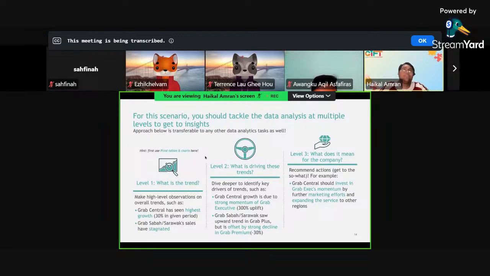For example, in the group, let's say there are four people. One person looks at the analysis of Grab Central and then shares to the rest of the group, 'Oh, this is what I found for Grab Central.' And then another person does Grab East Coast, for example: 'Oh, this is the trend from East Coast. I figured out the hot spot as well as the bright spot.' So you share it together, but the compilation of everything is done individually.